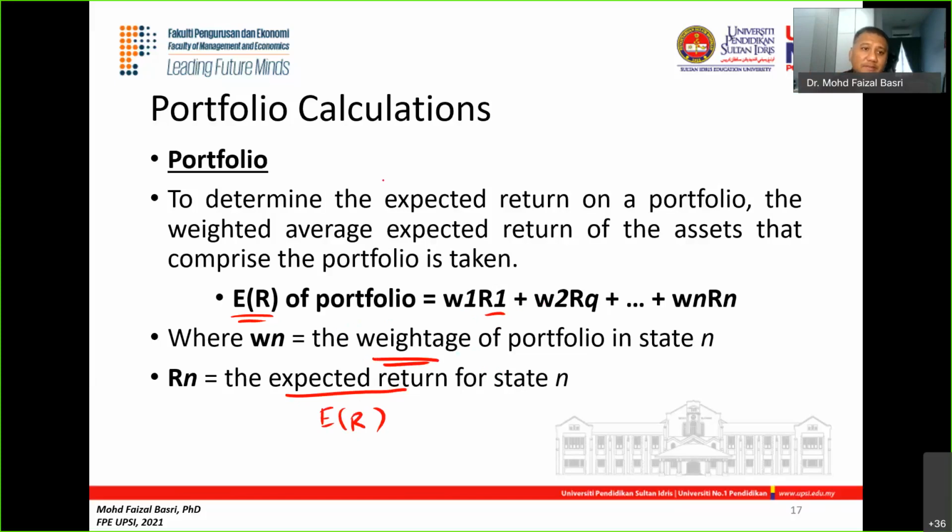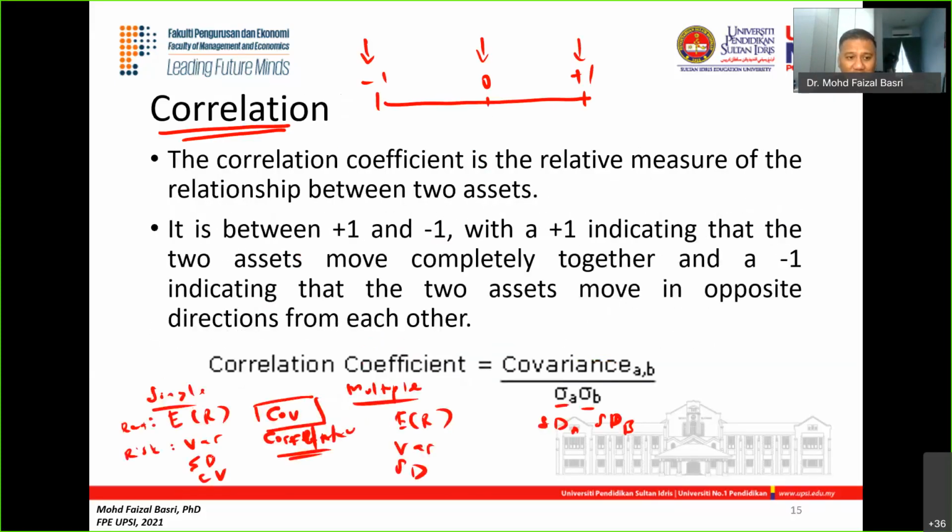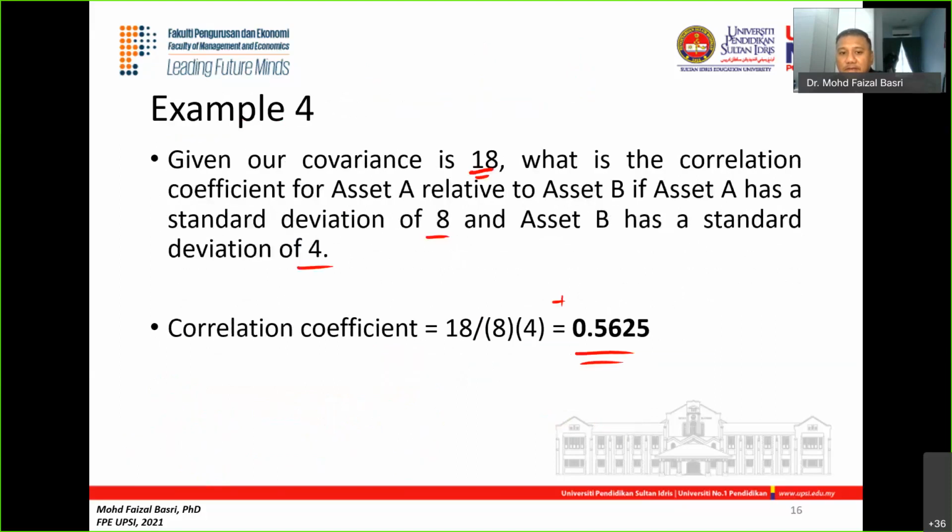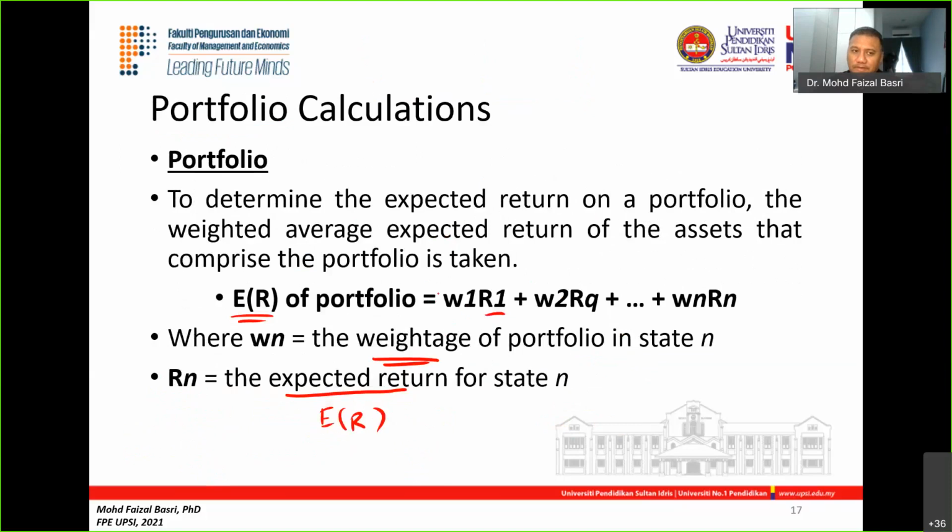So that's why in order to calculate the portfolio's measurements, either for ER, for variance, or even standard deviation, we need to have the original or the individual measurement first. The individual, the single, we have to calculate first, and the information that we have here, we're going to transfer to the multiple calculations. So for the ER of portfolio, we're going to use the weight of the portfolio. Weight here refers to the value of that particular asset versus the overall portfolio.